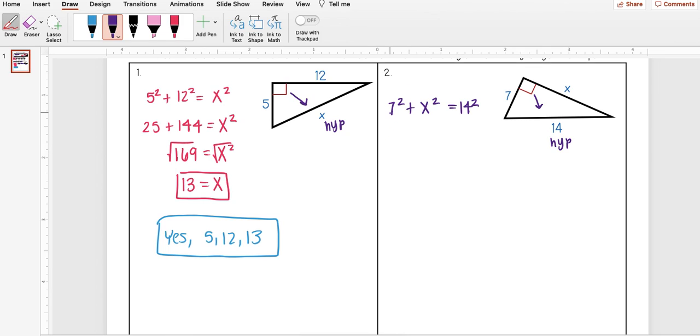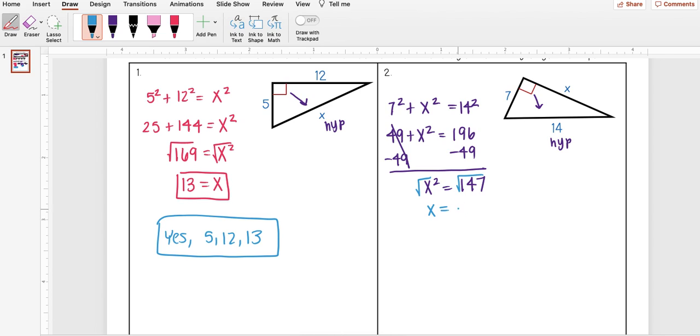And now I'm going to solve it. So 7 squared, that is just 49. 14 squared is 14 times 14, which is 196. Subtract 49 from both sides. 196 minus 49, I get 147. And then for my very last step, I need to take the square root on both sides. When I take the square root of 147, I don't get an integer, I end up with a decimal, so I get 12.1 if I round to the nearest tenth.